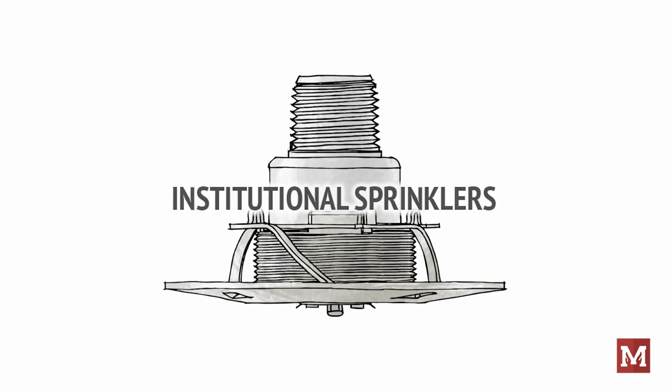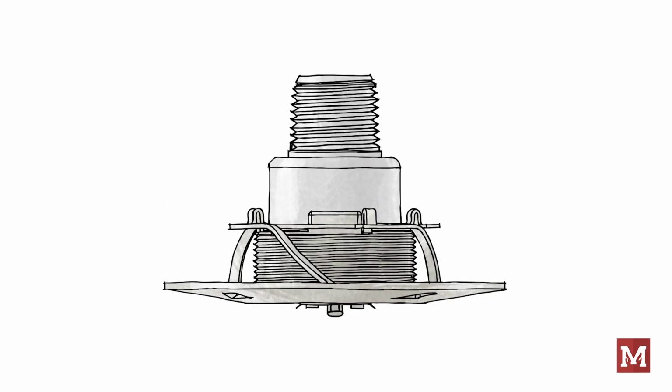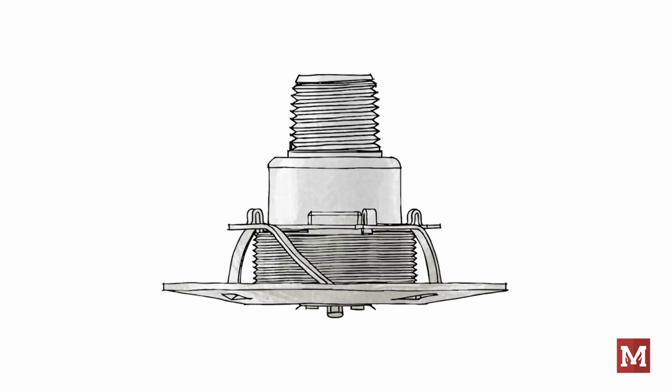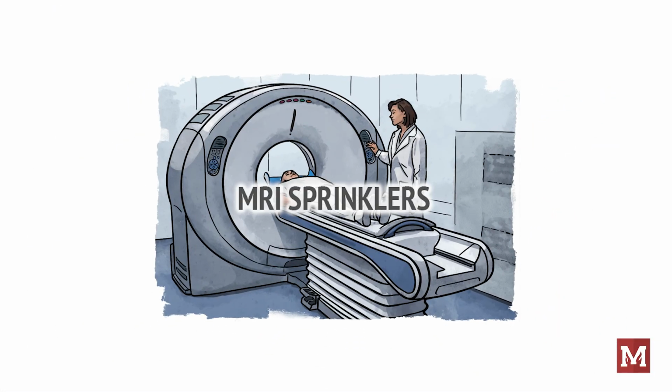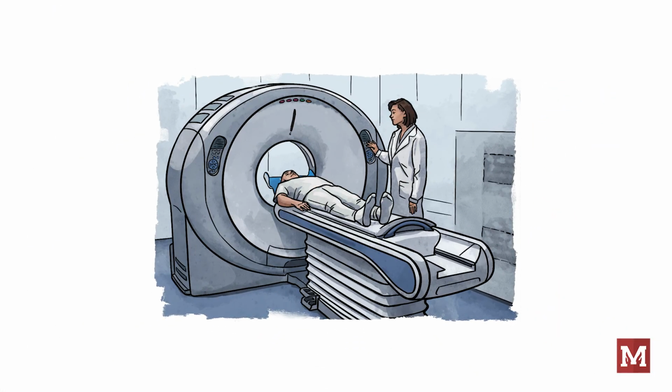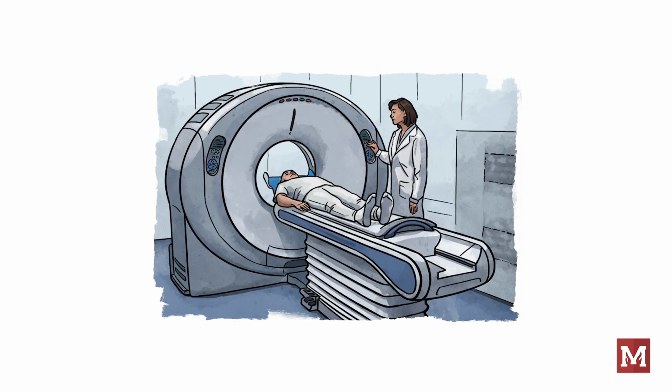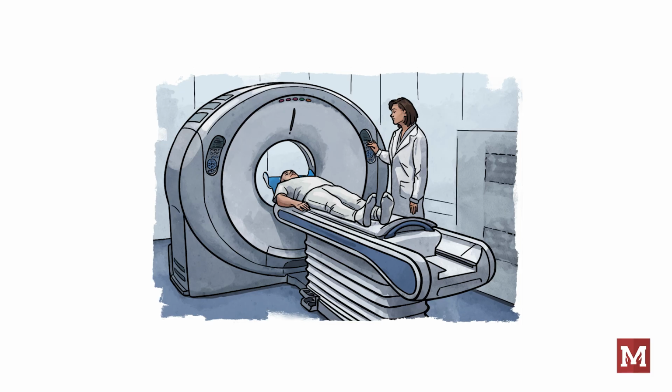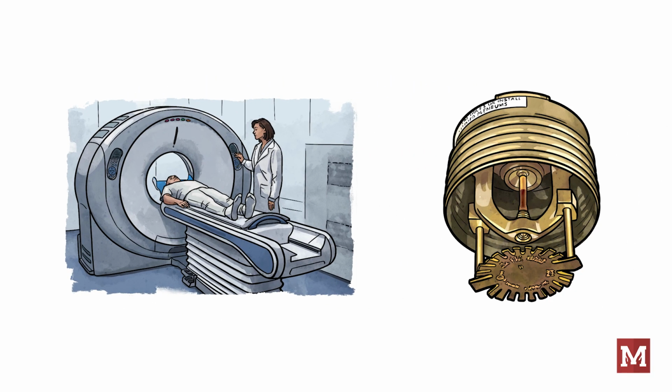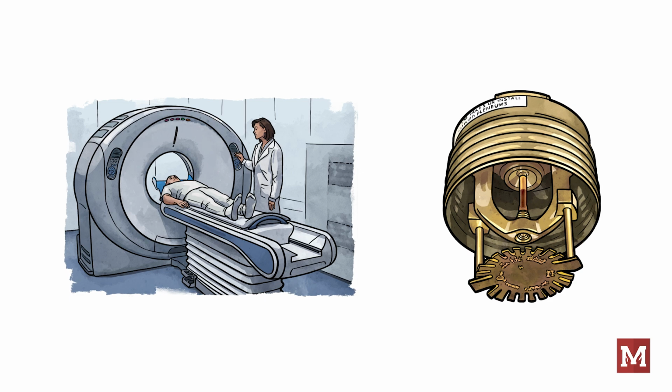Next, we have institutional sprinklers. These are tamper-resistant sprinklers. You can find these in prisons, jails, and some hospitals where people may be there for mental health reasons. MRI sprinklers. MRI machines are great tools. They can see inside your body and help doctors find illness or diagnose disease. They also have a super strong magnetic field that can rip fire sprinklers and pipe out of the ceiling.